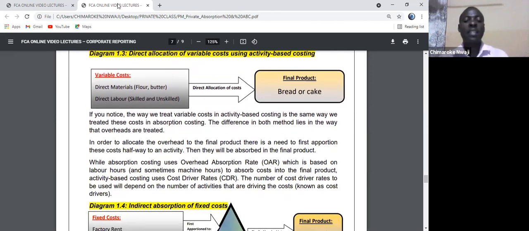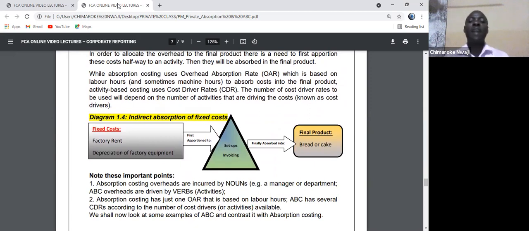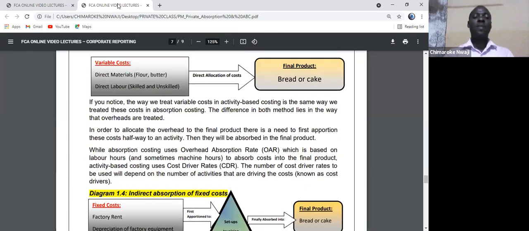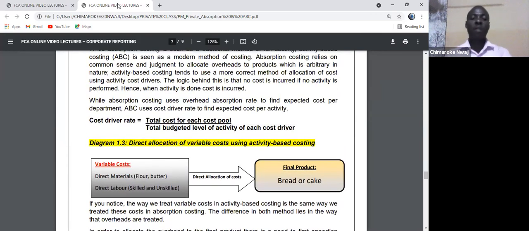If you notice here in diagram 1.4, we have the same halfway house we had when we did absorption costing, which I call cost centers in absorption costing. Now, in activity-based costing, you don't call them cost centers. You call them cost drivers. They are verbs, action words, activity words. They denote activity. That is why it is called activity-based costing.